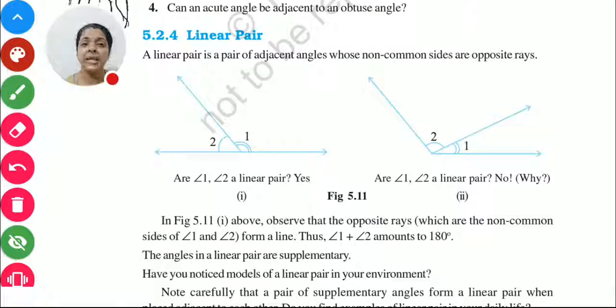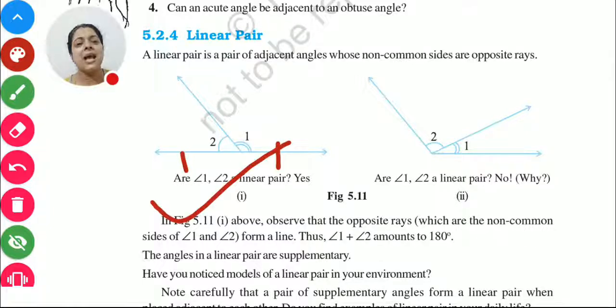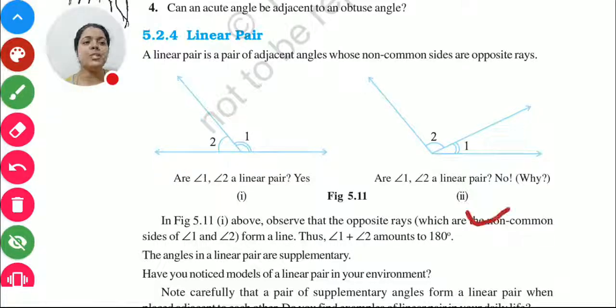But to make it linear, we have to make sure that the non-common sides, 1 and 2, these are the two non-common sides. Now you have to check the lines which are not common to each other. Are they opposite to each other? One is going east, another is going west. Yes, it is going east and west. Undoubtedly, yes. Now, coming to the next example, you go for this one.